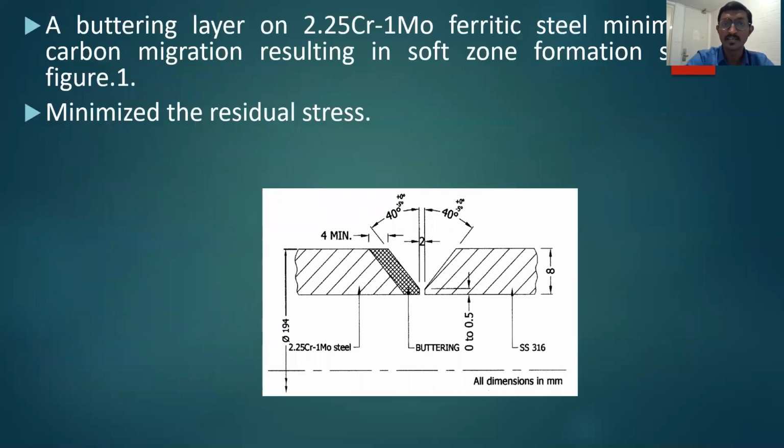Another experiment employed the use of a buttering layer over the ferritic steel, which would reduce the formation of soft zones in these ferritic steels. The weld joints thus developed would also reduce the residual stresses developed within the weld joints. Here the figure shows a buttering layer that is being coated over the ferritic steel, and then this is welded to the austenitic stainless steel.